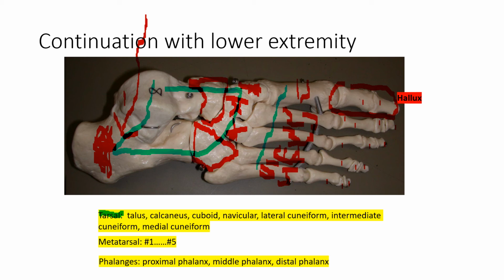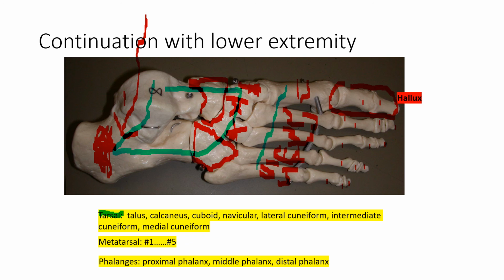Okay, so the question is for the hand. All fingers have 3 phalanges. The answer would be correct. All digits of the hand have 3 phalanges. The answer would be incorrect because the thumb only has 2 phalanges and the middle phalanx is absent in the thumb. So now going into the digits of the foot.